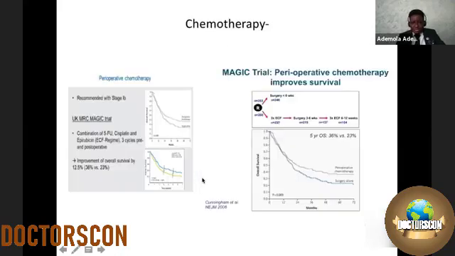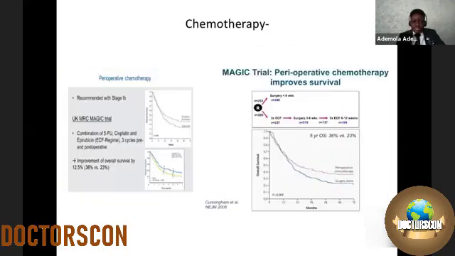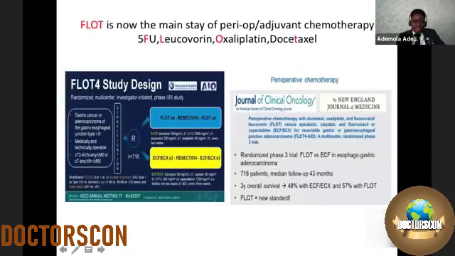Now, I won't mention the MAGIC trial because there's no time, but just to mention that the MAGIC trial brought in ECF, which is 5-FU, cisplatin and epirubicin, as a standard of perioperative care. But recently now, the FLOT combination therapy is the mainstay of perioperative chemotherapy for the patients, where we use 5-FU, oxaliplatin, and docetaxel. Again, these are very toxic agents, and they don't come cheap. But for patients who can afford it and are fit, we tend to give them this now in place of ECF.